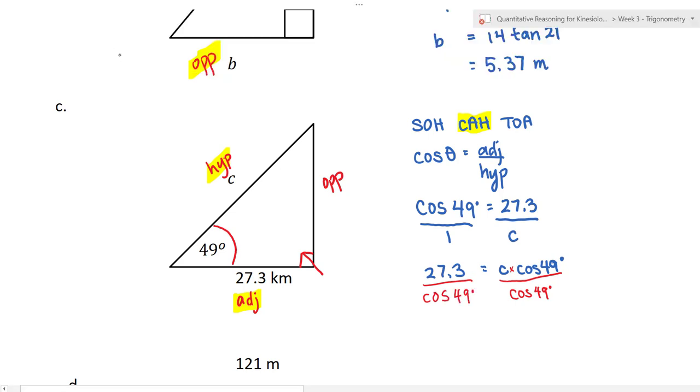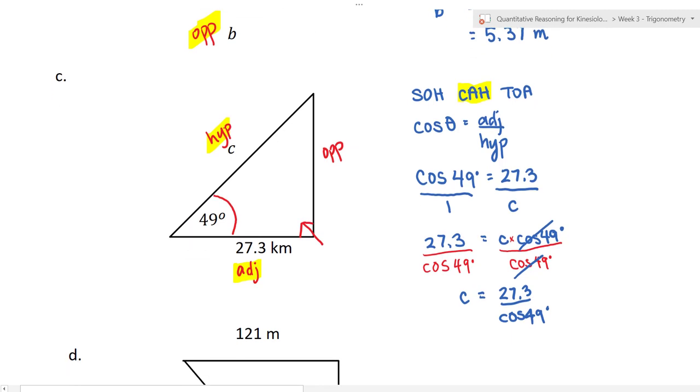And now what are we left with? I'm going to cancel out the cos 49s. I have C. I'm going to just rearrange my equation so the C is on the left side because it looks a little bit nicer that way, is equal to 27.3 divided by cos 49 degrees. Now I'm going to just type this onto my calculator. 27.3 divided by cos 49.